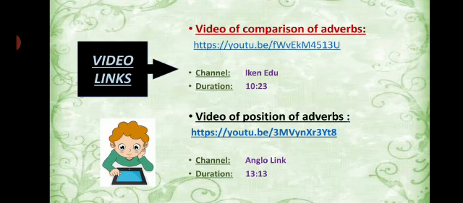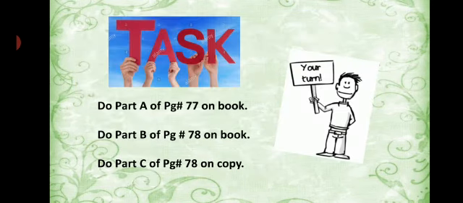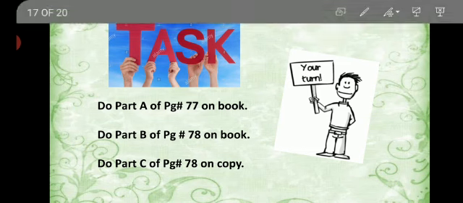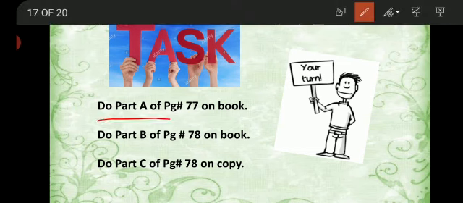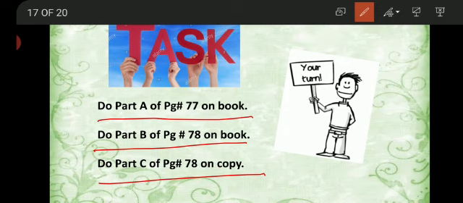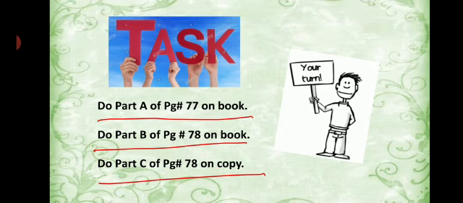Yes, now there are some video links for you. You will watch these videos very carefully for your better understanding, and that will also make you able to understand the concept more clearly. Now your turn. Now it's our task time. So students, after watching this video, we will do these parts: part A of page 77 in the book, part B of page 78 in the book, and part C of page 78 in our copies. Because now we will be able to attempt the adverbs of time, place, and the placement of adverbs and the degrees of adverbs as well.